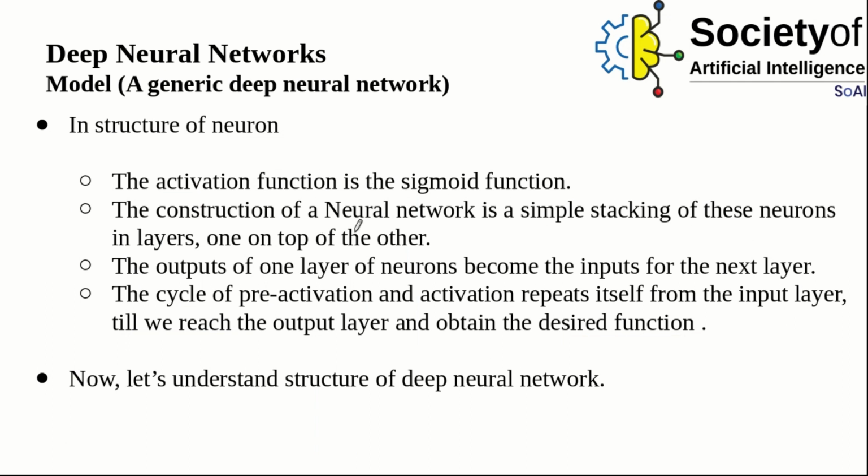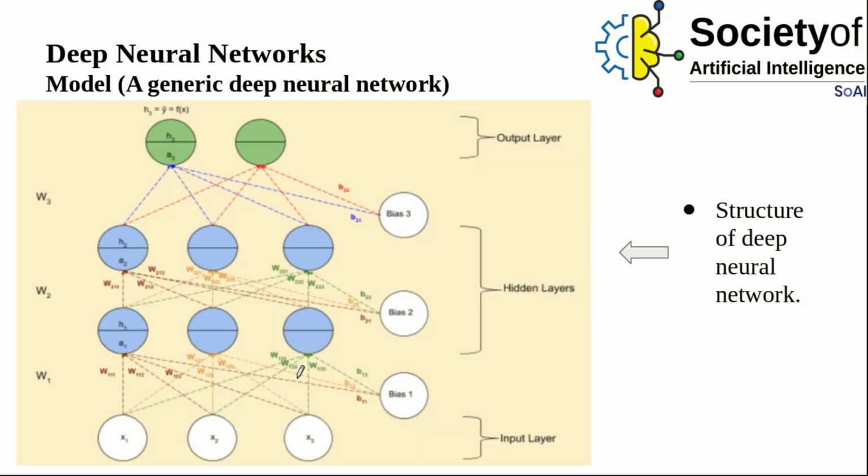The construction of a neural network is a simple stacking of these neurons in layers, one on top of another. The outputs of one layer of neurons become the input for the next layer. The cycle of pre-activation and activation repeats itself from the input layer until we have reached the output layer and obtained the desired function. Now, let's understand the structure of the DNN. Here is the structure of the DNN, with this one being the input layer, this one being the hidden layer, and this one being the output layer.